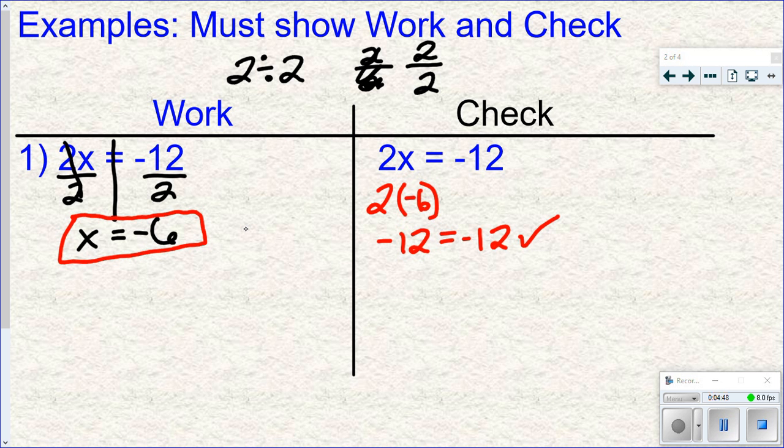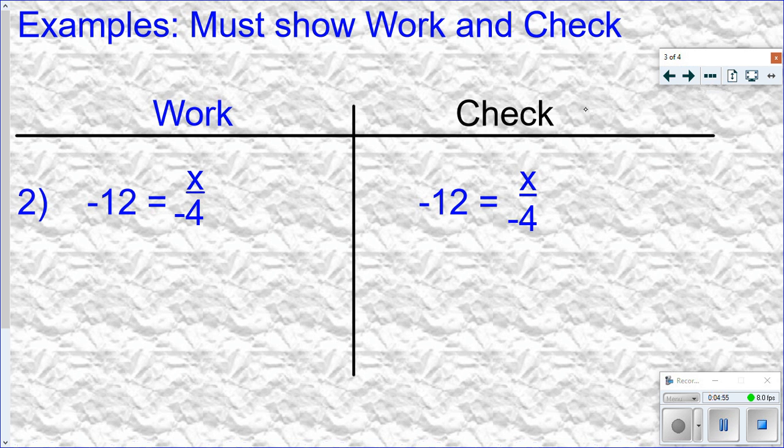If you got lost at any point on there, just back it up and watch this again. So here's another one. All right, so locate the variable. It's on the right side this time. All right, so that's where I should be focused.